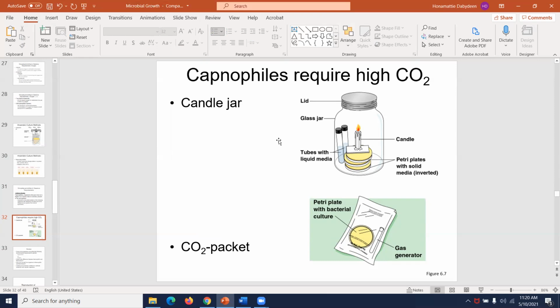Some students will argue, wait a minute, we have the candle in there. Wouldn't the candle burn out all the oxygen? No, that's not true. If that were the case, we could grow anaerobes in there, and we won't be able to do that, because that candle will go out long before we use up all the oxygen in the jar. Combustion needs a certain percentage of oxygen to take place. Otherwise, it will not.